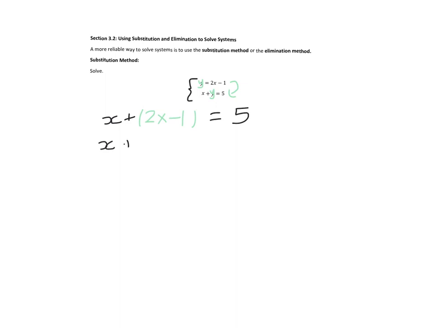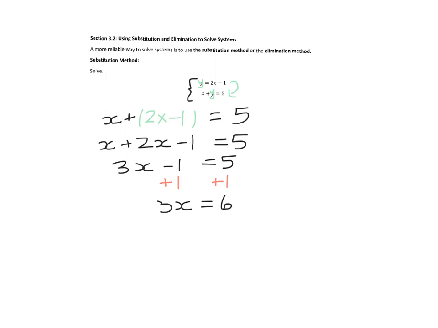Solving linear equations, we get rid of our parentheses first. We combine like terms. All right, x's stay on one side, and constants move to the other. And then once all the variables are combined on one side and the constants are combined on the other side, we divide by the coefficient. And so we're looking at x equals 2. Okay, so that's our solution. x equals 2 will be a solution to the system.